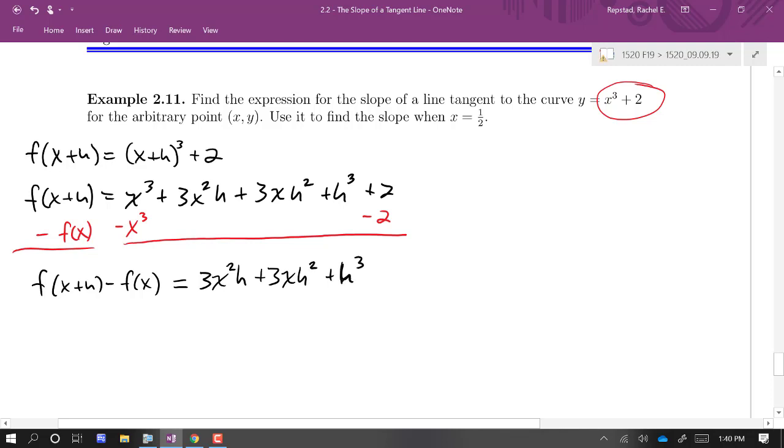At this point, I do my quick check because x cubed plus 2 is a polynomial. Everything has a factor of h, and that's a good sign. Now we're going to set up the limit. So our tangent slope is equal to the limit as h approaches 0 of f of x plus h minus f of x, all over h.